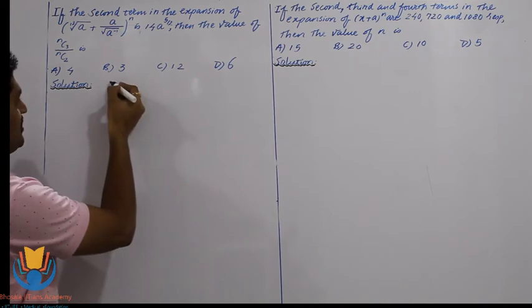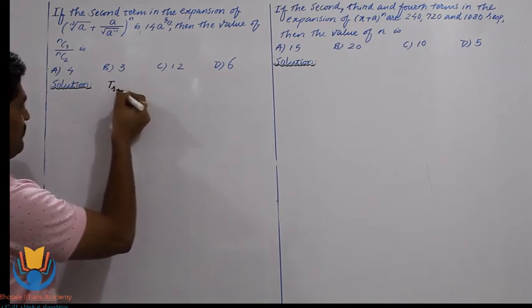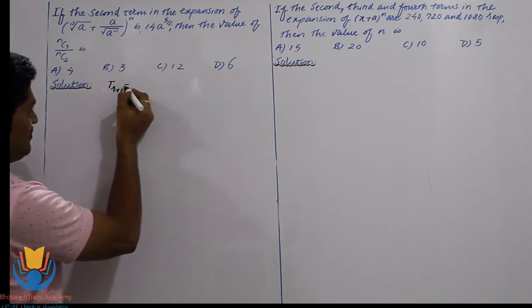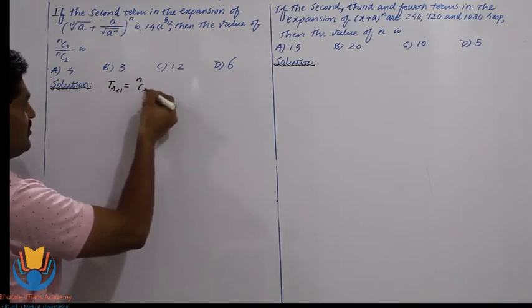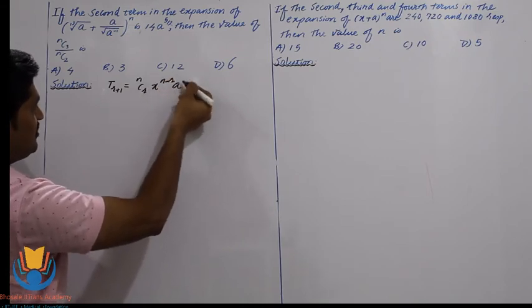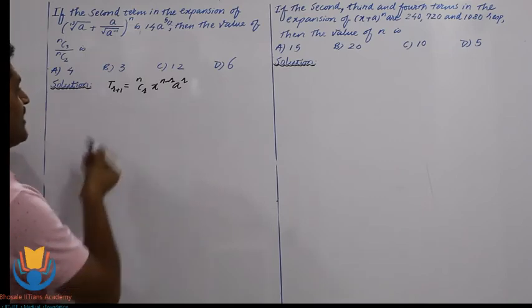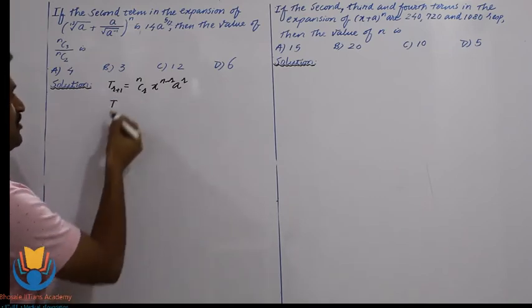So for that, first we will find the value of this t2, or second term. For that again we will use the formula whichever we used many times earlier. So that formula is T(r+1) is equal to nCr into x raised to n minus r into a raised to r. So here, as we wanted to find the value of t2, let's put the value of r to be 1 here.